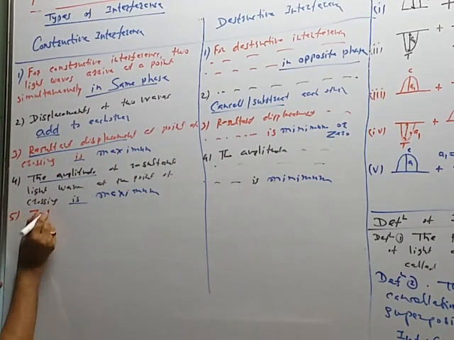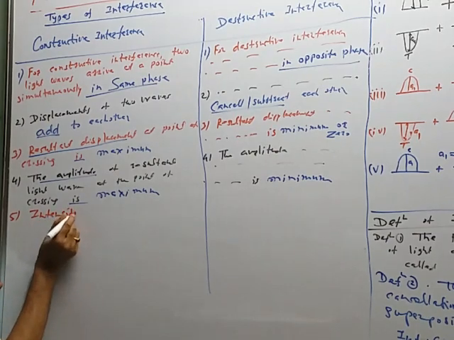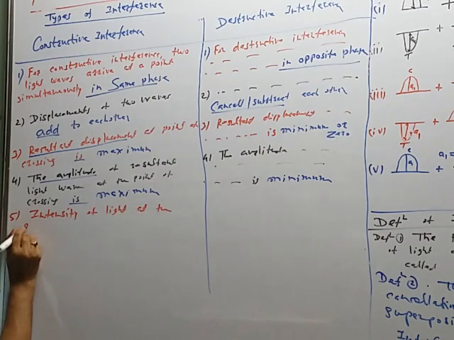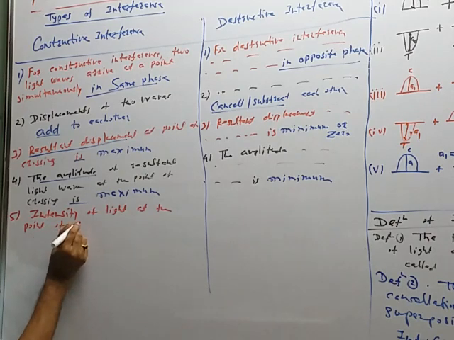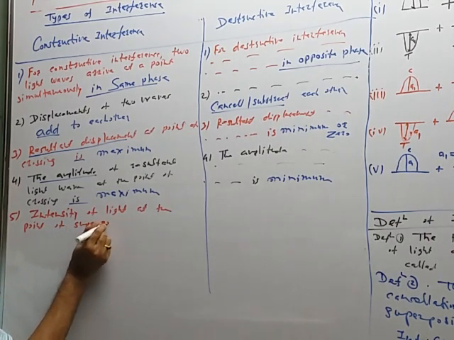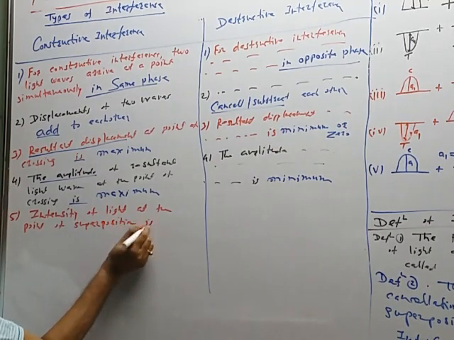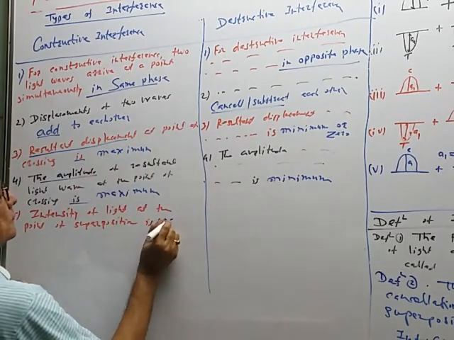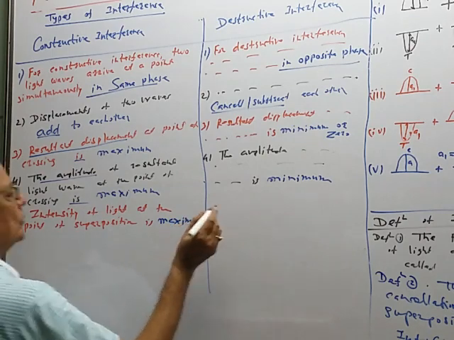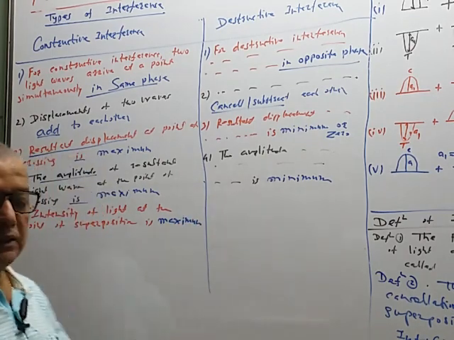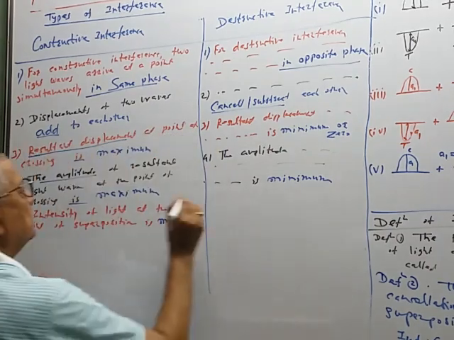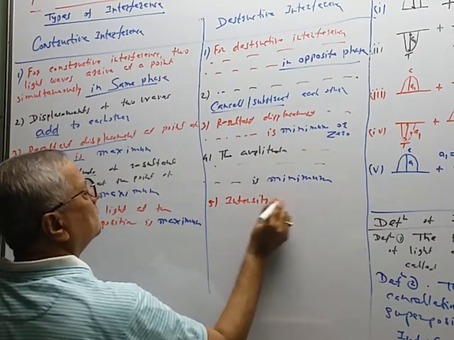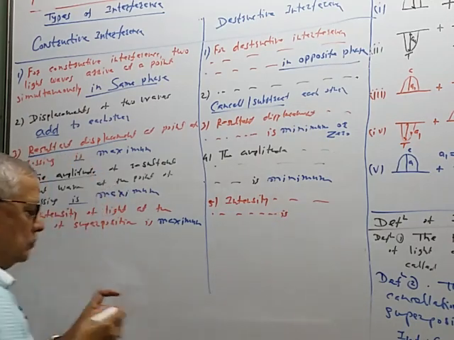Therefore, the intensity of light at the point of superimposition is maximum, because intensity is directly proportional to the square of amplitude. On this side, intensity is minimum. The intensity of light at the point of crossing is minimum.